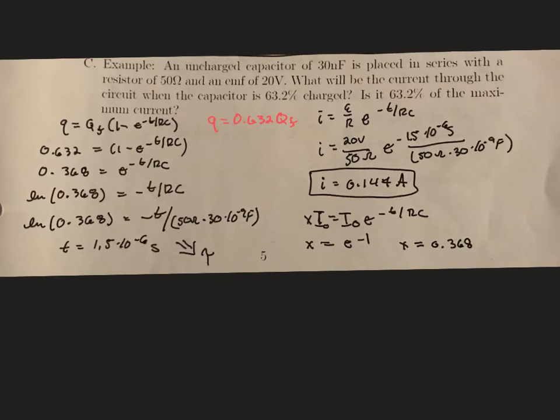Now you could have skipped this whole step, because remember, 63.2% is when t is equal to the time constant. So I could have established what this time was by simply taking the resistance times the capacitance, because that is equal to the time constant. So if you took R times C, you would get this number anyways.